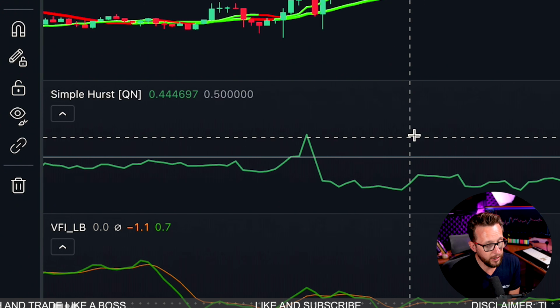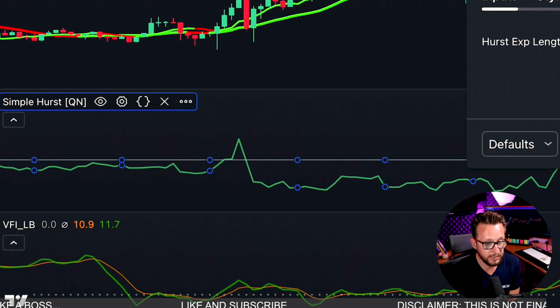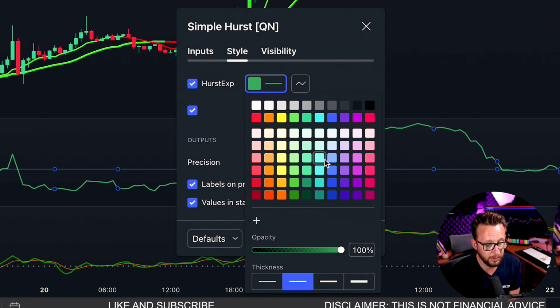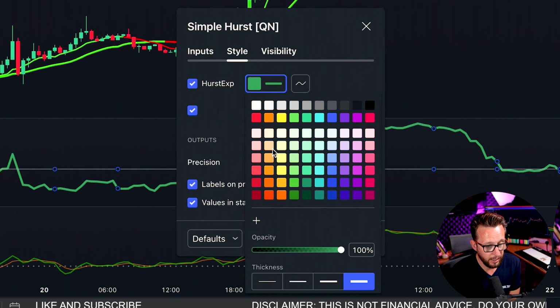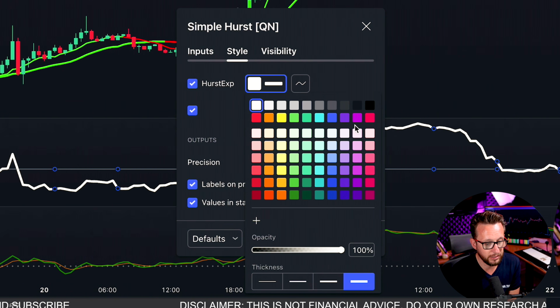Now we have this green line here. We're not going to change anything in the settings. I'm just going to make it a little bit thicker so that we can see it on YouTube here. And I'm going to make it white because it shows up a little bit better on my screen.